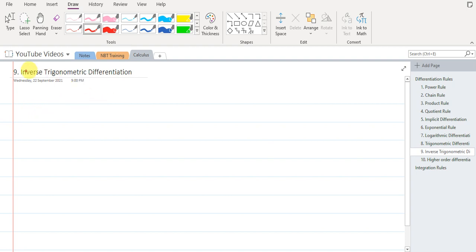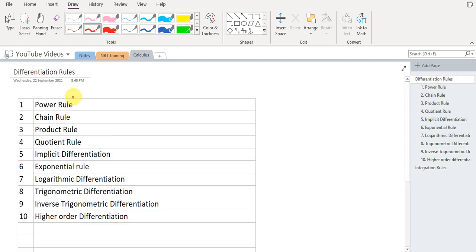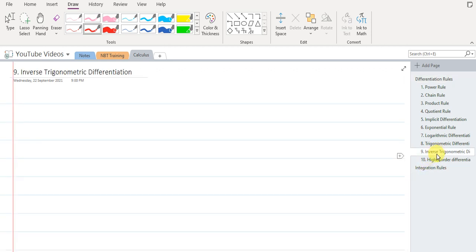In this video we're going to learn about differentiation of inverse trigonometric functions. We are in the 9th rule in this video series. If you have not watched the previous 8 rules, make sure to check the link in the description box just below this video. So let us get straight into inverse trigonometric differentiation.